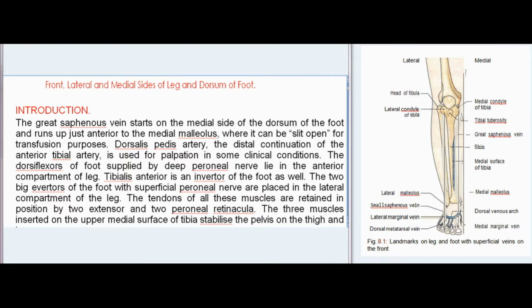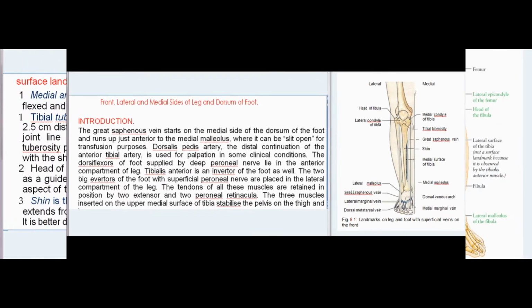The two big evertors of the foot with superficial peroneal nerve are placed in the lateral compartment of the leg. The tendons of all these muscles are retained in position by two extensor and two peroneal retinacula. The three muscles inserted on the upper medial surface of tibia stabilize the pelvis on the thigh and leg.